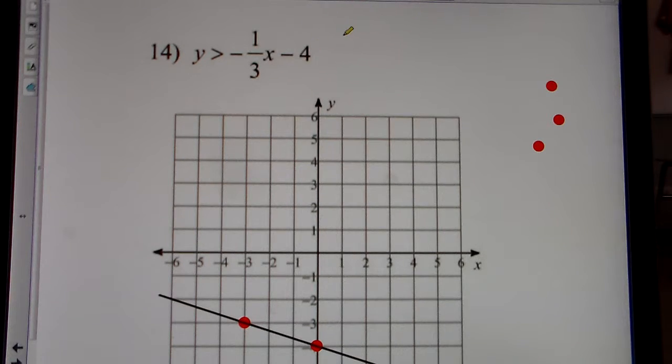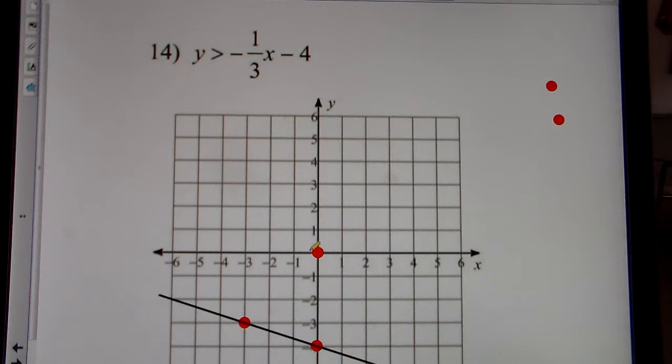Then what we're going to do, we're going to test the 0, 0 point, which is that point which I highlighted here in red. We're going to put 0 in for x and 0 in for y and see if this statement's true. We're going to figure out if this 0, 0 point is telling the truth or if it's lying to us. Put 0 in for y, 0 in for x, 0 times -1/3 is 0. So is 0 greater than -4? Well, that's a true statement. 0 is greater than -4.